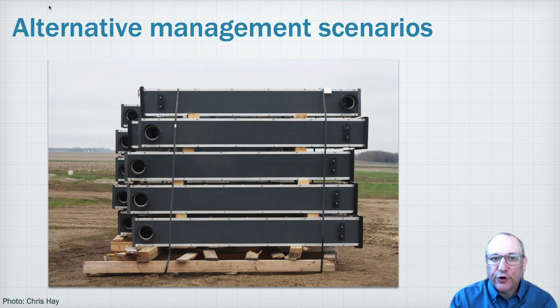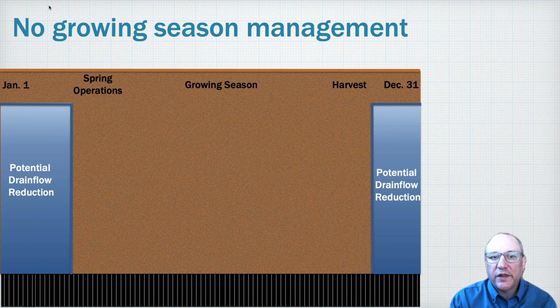Now let's look at some alternative management scenarios. An alternative for producers who are willing to implement controlled drainage for the water quality benefits of reducing drainage during the non-growing season but are risk averse about raising the outlet during the growing season. In this case, the system can be operated with no growing season management.